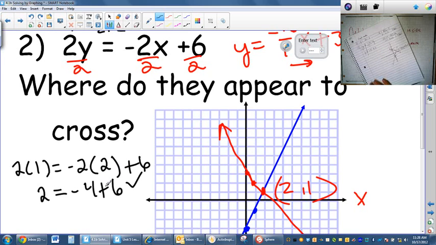So for graphing, what you need to do is you can graph the two lines. You need to choose a point and then check the point. Make sure you have the correct answer.